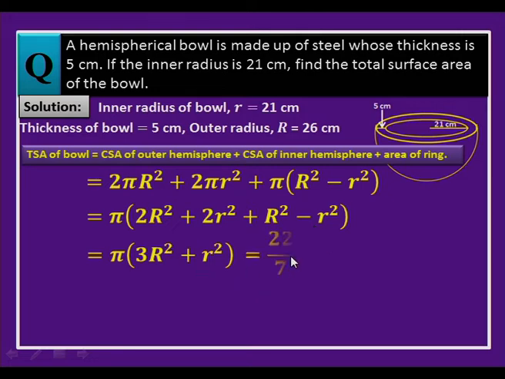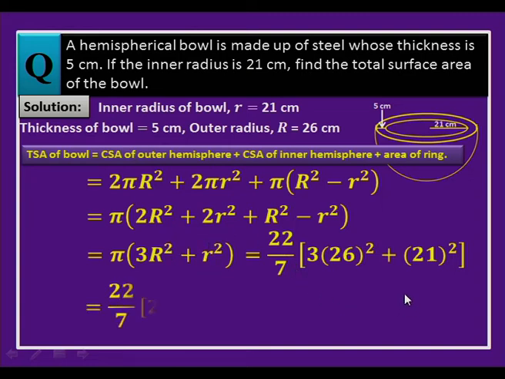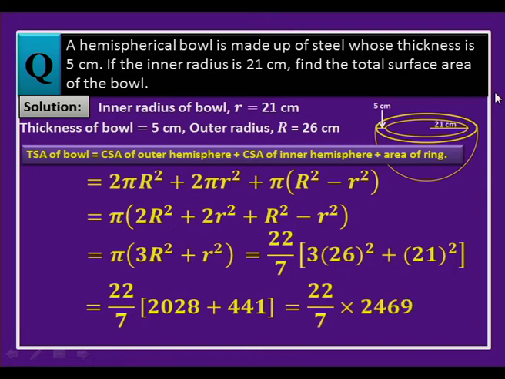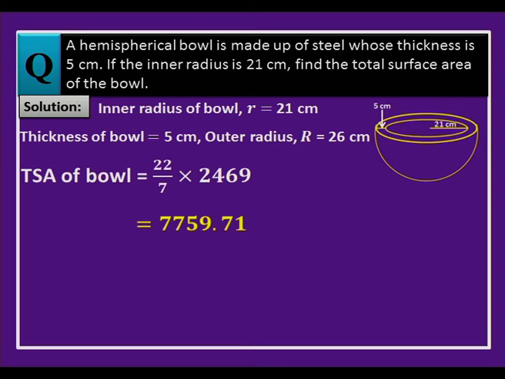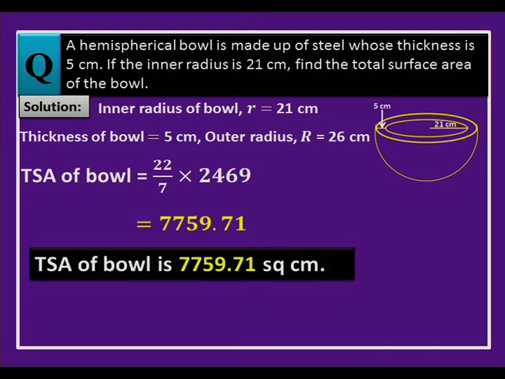So, now we will substitute the values of both capital R square and small r square. On substituting these values and simplifying, you get 22 by 7 into 2469. On simplifying further, you get 7759.71. Hence, I can say that the TSA of the bowl is 7759.71 square centimeters.